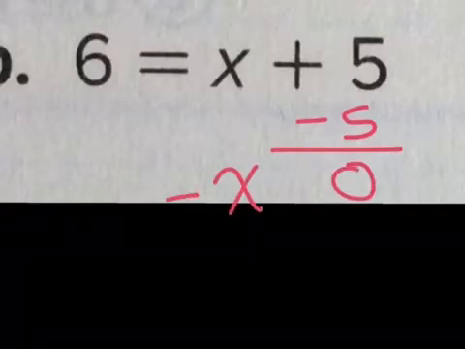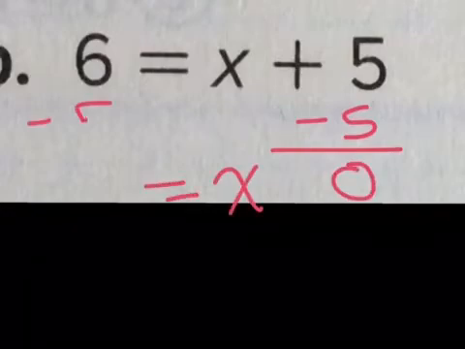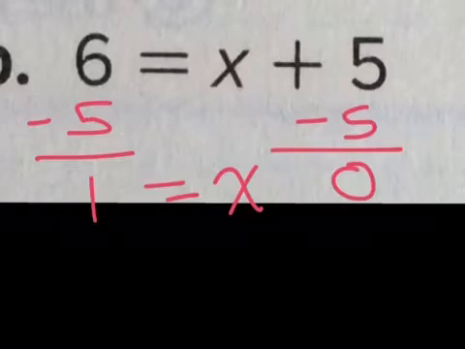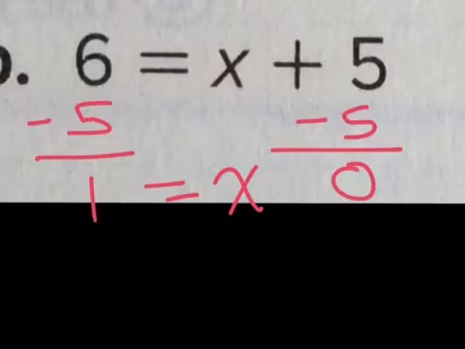Same thing, I have 6 equals x plus 5. Let's follow the same operation. Subtract out the 5 so that you get 0, and all you have left is x equals, subtract out the 5. Same on this side, and you have 1. So x equals 1. 5 plus 1, 6.